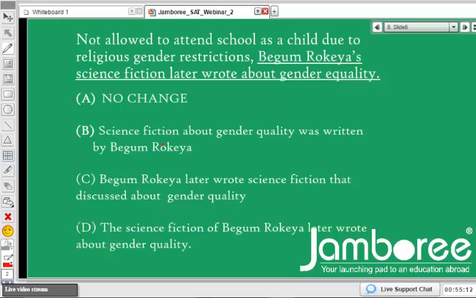Now this is the strategy. Strategies are always generalized, by the way, right? They are not going to be about one specific question. So in a sentence correction question, whenever the underlined portion starts after a comma, you guys see this comma, then check for one rule, which we at Jamboree call the comma subject rule. Let me explain the comma subject rule to you.